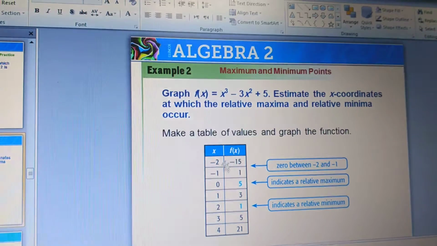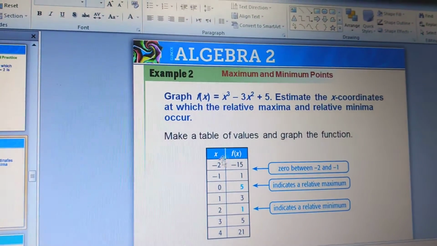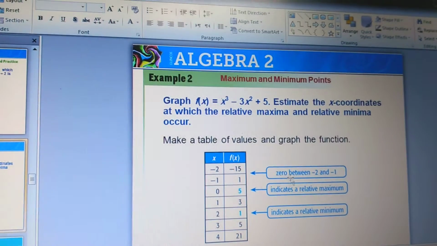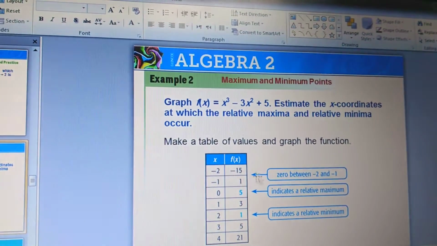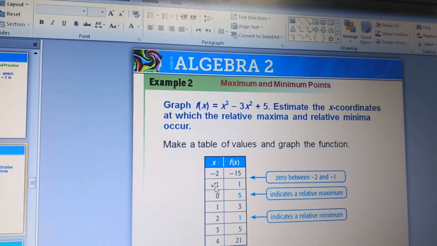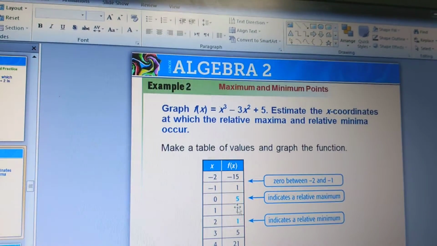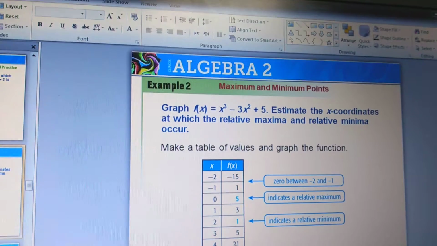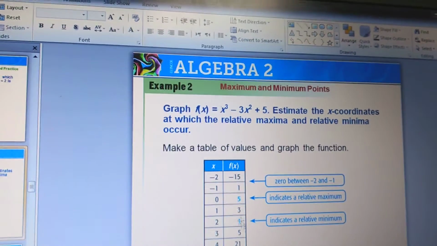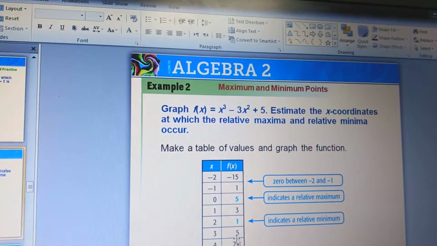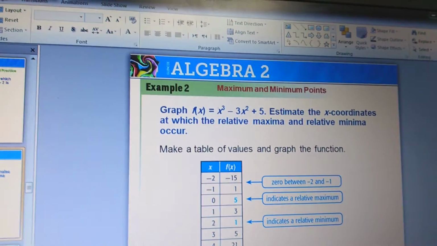If you look at this table here, of course, -15, 1, this means I have one solution. The zero will be between -2 and -1. Only this. Here you see the signs are the same. 1, 5, 3, 1, 5, 21. All of them are positive. This means I don't have zeros or solutions, or the graph did not intersect the x-axis.